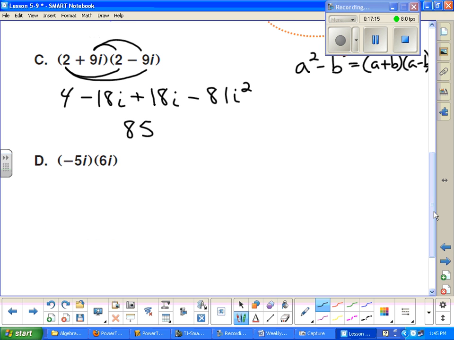All right? So what did you get for D? And this does equal 30. We get negative 5 times 6 is negative 30 i squared. i squared is negative 1, so that's going to be positive 30. Good.